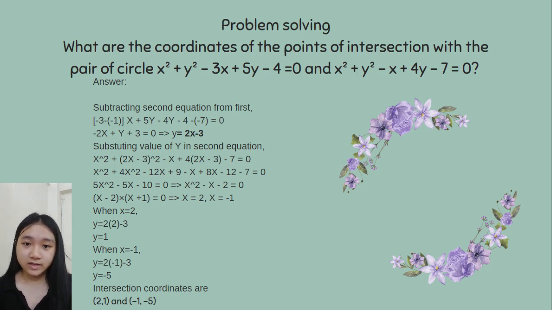Then we substitute the x values into the y equation. When x equals to 2, y equals to 2 times 2 minus 3, y equals to 1. When x equals to negative 1, y equals to 2 times negative 1 minus 3 equals to negative 5.